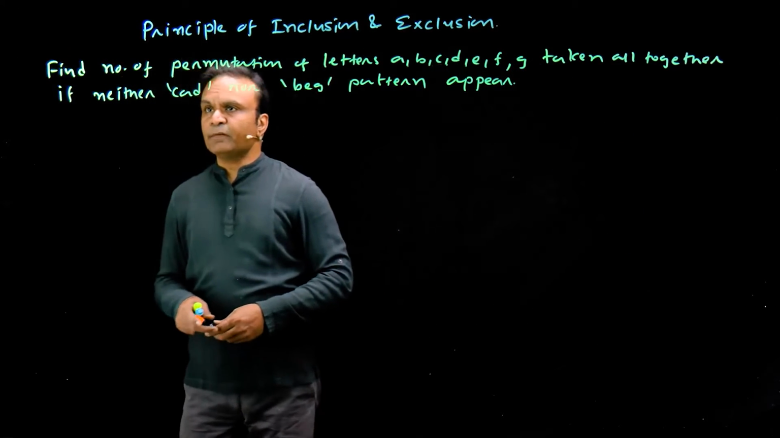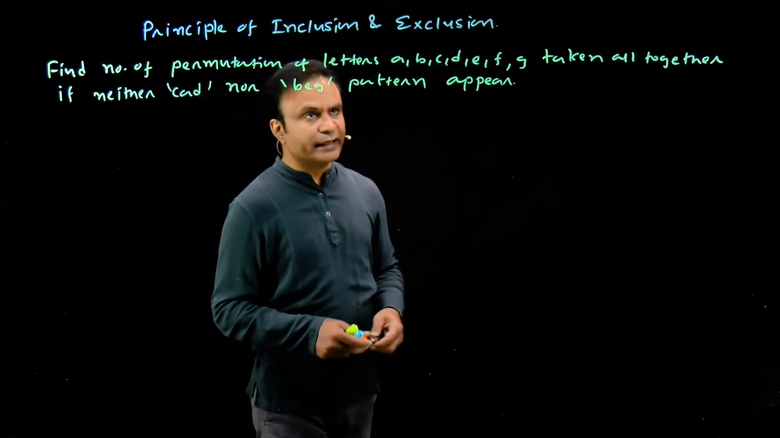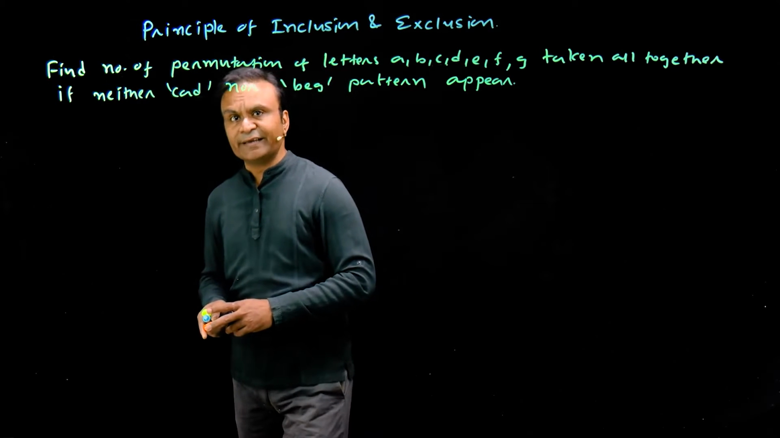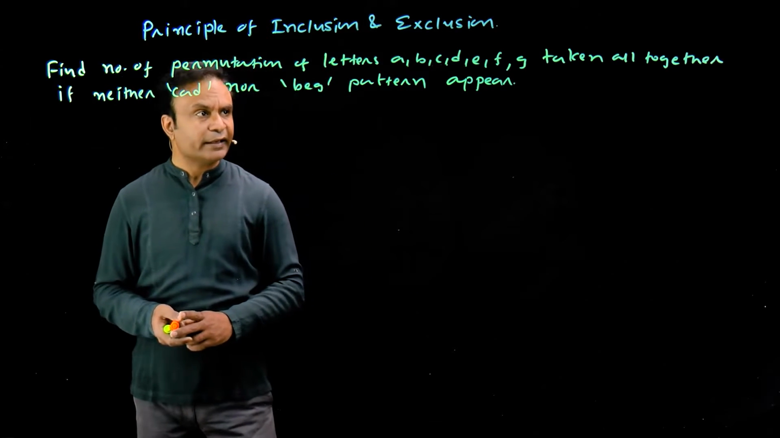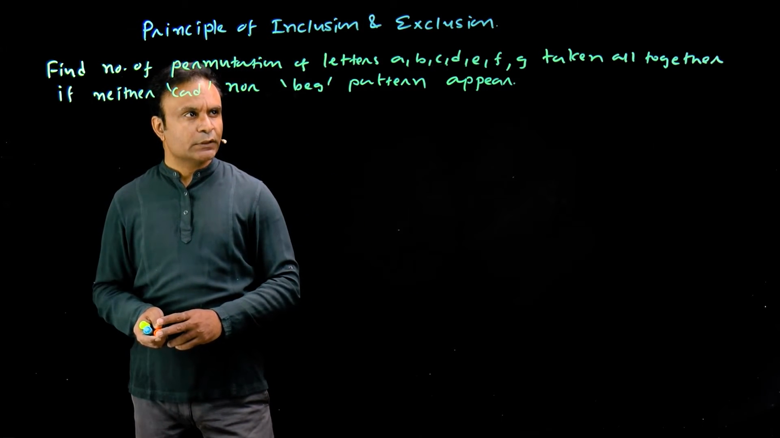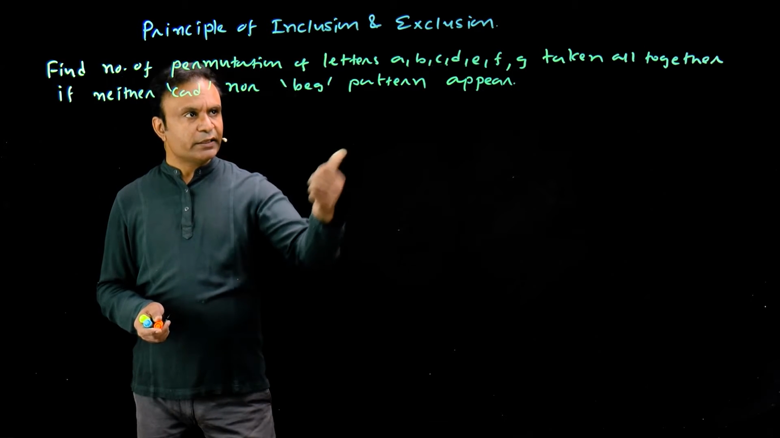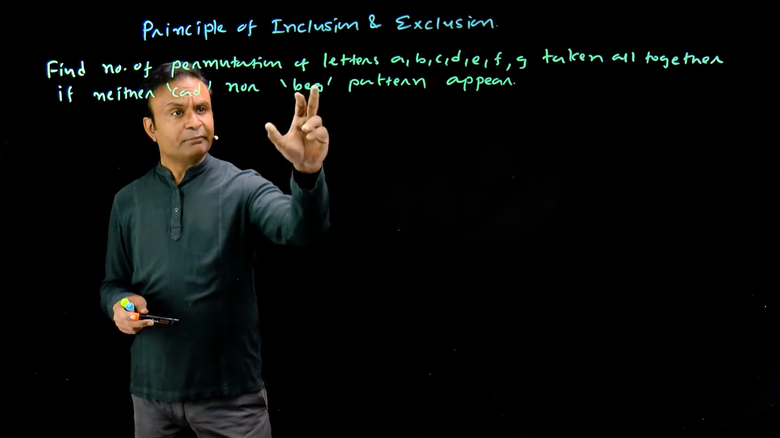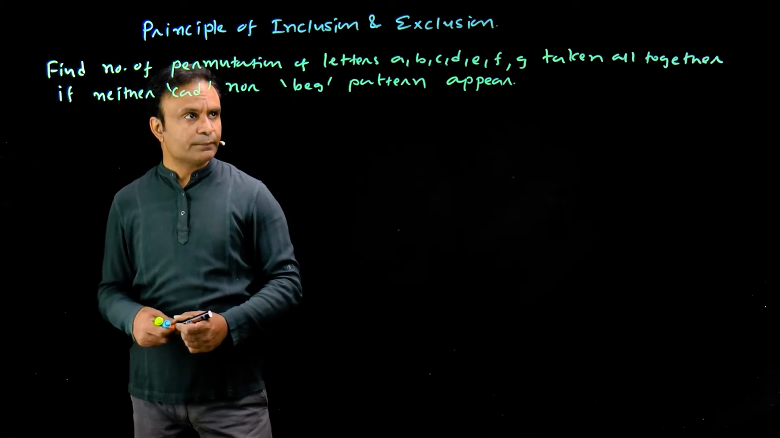Okay, question: find number of permutations of letters A, B, C, D, E, F, G taken all together if neither CAD nor BAG pattern appears. We have to make words using these 7 letters in which CAD and BAG should not appear.